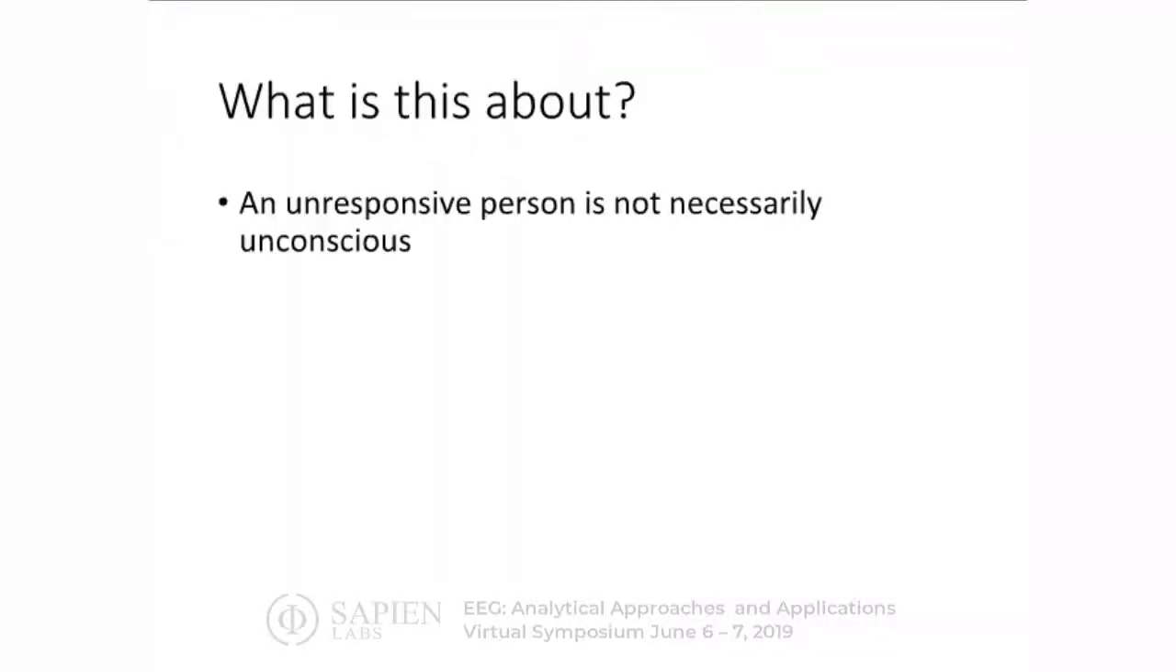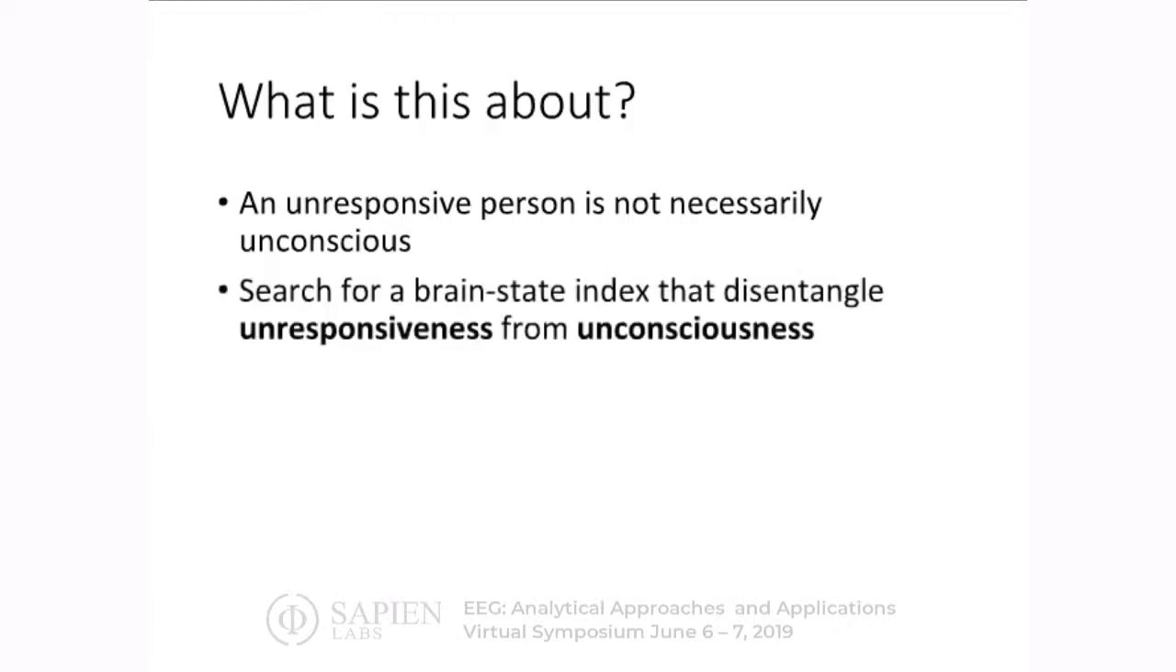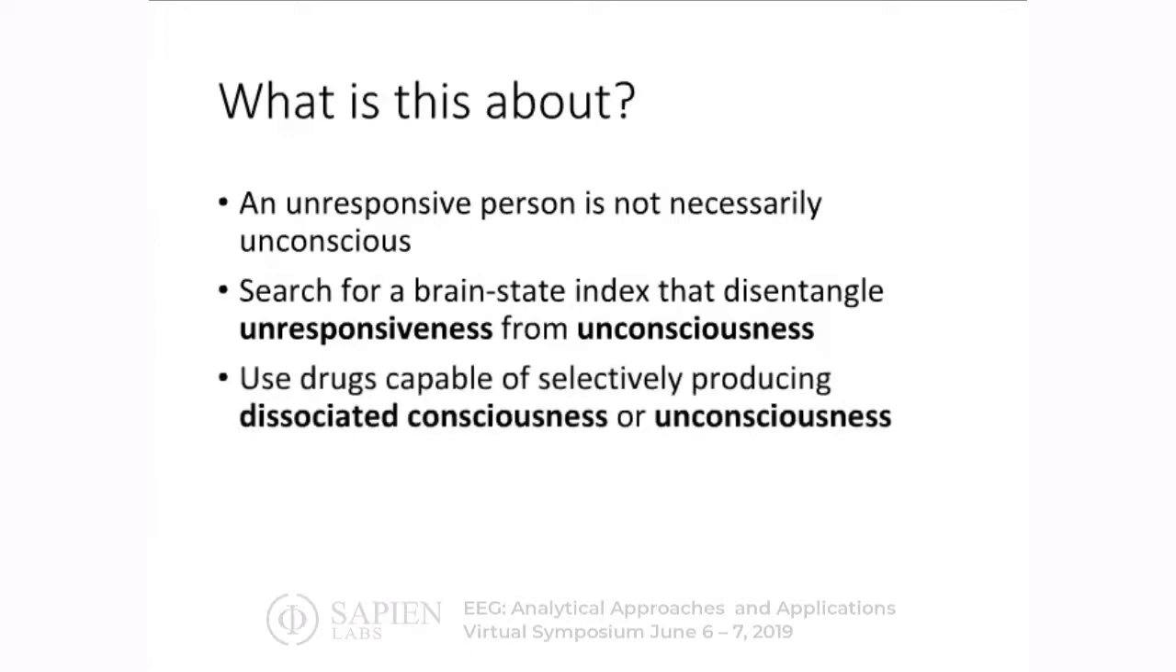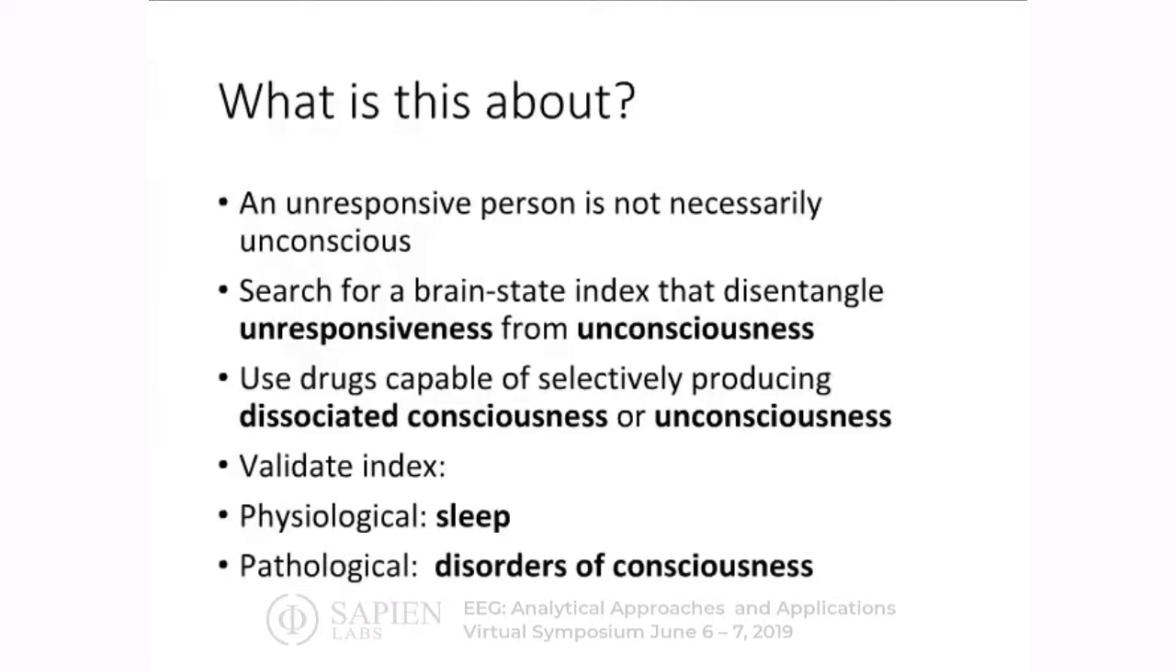So in this talk, I'm going to convince you that an unresponsive person is not necessarily unconscious, and indeed, as we said, the goal would be to find a brain state index that will be able to disentangle unresponsiveness from unconsciousness. In the first part of the talk, I will show you that there are drugs capable of selectively producing dissociated consciousness or instead unconsciousness. And then we're going to validate the index in sleep and in pathological disorders of consciousness.